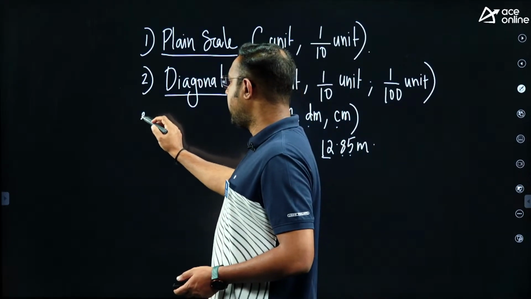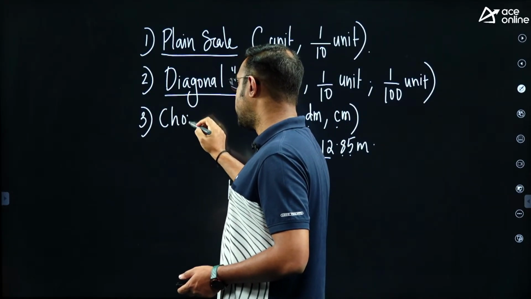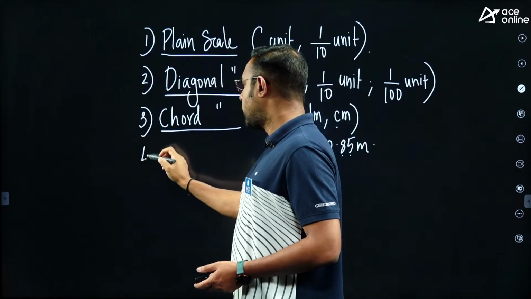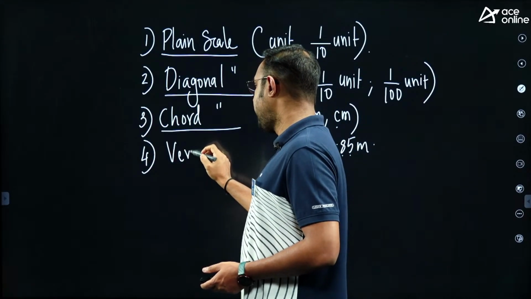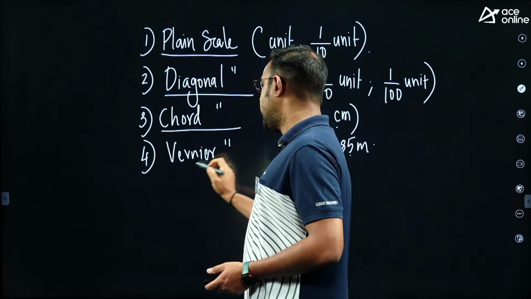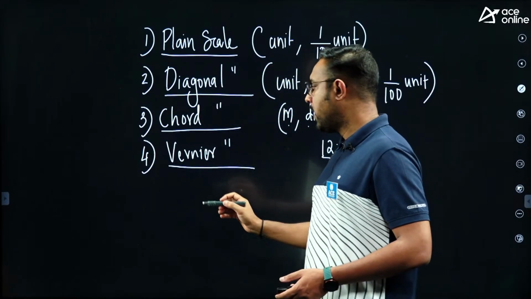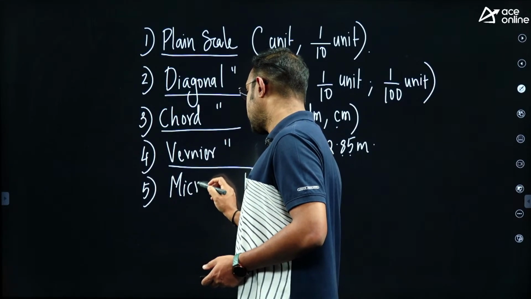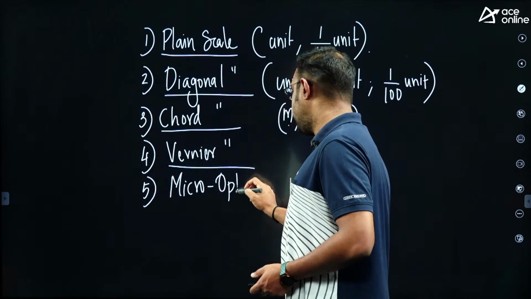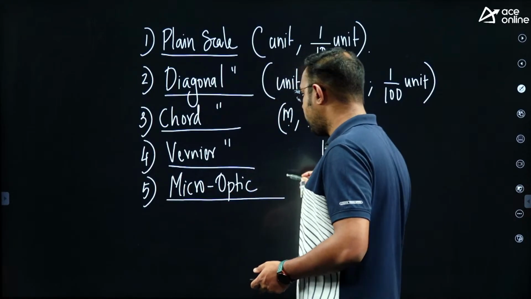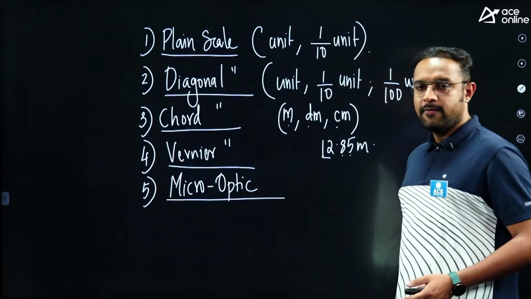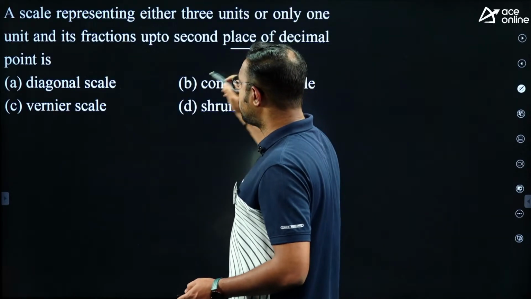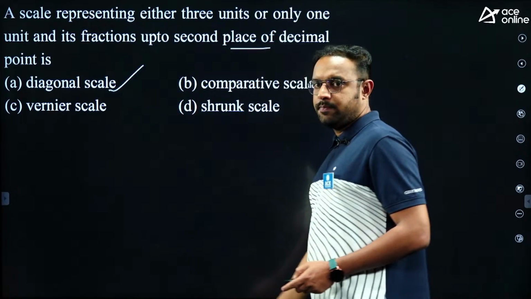The third type of scale that we have is a chord scale. Chord scales are used to measure angles, we know that. Fourth one is our vernier scale. Vernier scales are used to increase the accuracy of our main scale. And the final one is called a micro-optic scale. Micro-optic scales can give you finer values, better least counts compared to our vernier instruments. So as per this question, up to second place of decimal is a diagonal scale.